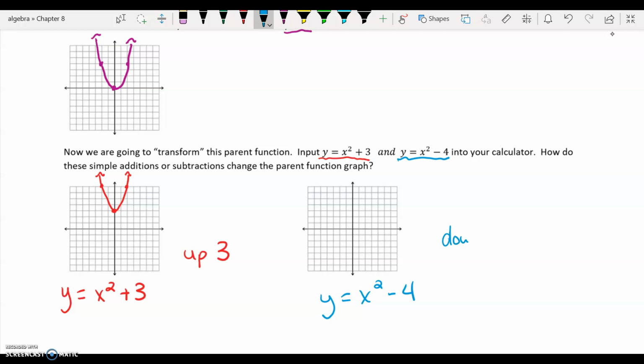I'm going to end up moving this down 4. So I'm going to take 0, 0, move it down 4. 1, 2, 3, 4. I'm going to take 2, 4, move it down 4, and negative 2, 4, move it down 4. So now that's that transformation. So if it's on the outside, it's going to move it up or down.